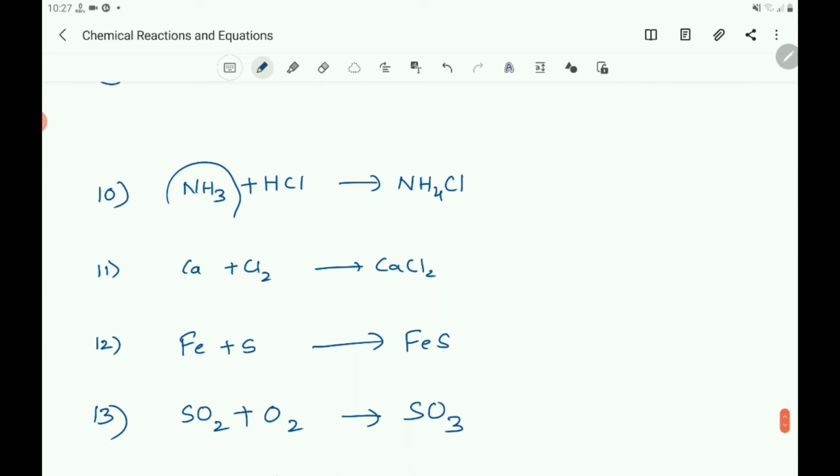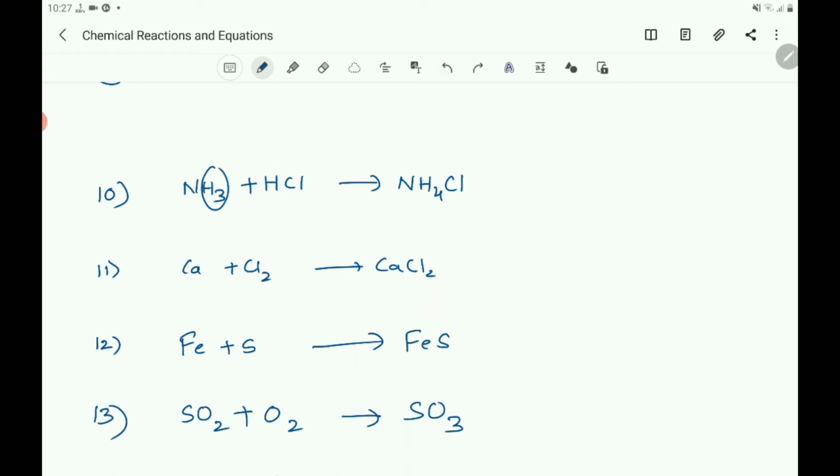Next here, ammonia reacts with hydrochloric acid to give ammonium chloride. Here also, NH3 and HCl are not elements, they are compounds. Two compounds combine to give one single product, that is also a compound. So this is also an example for the combination reaction.